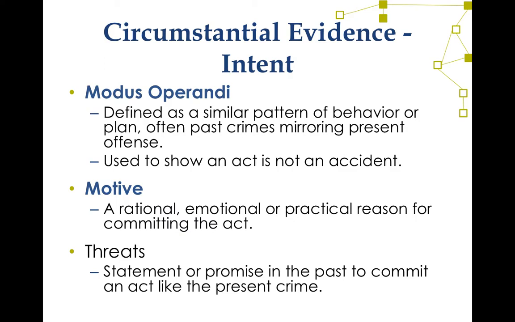Circumstantial evidence is also going to look at intent. I'm going to look at several things here. One is the motive, which is the rational, emotional, or practical reason for committing an act. And while generally you don't have to prove motive in order to find someone guilty, most jurors want to know why somebody committed a crime.